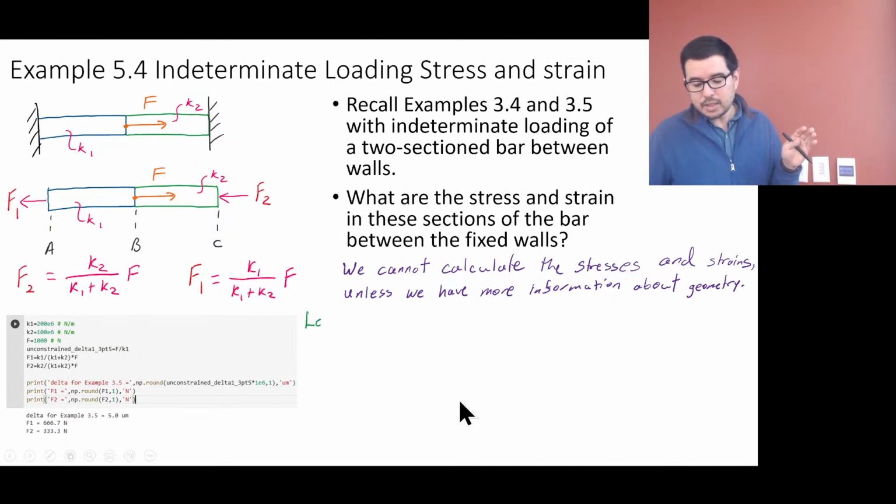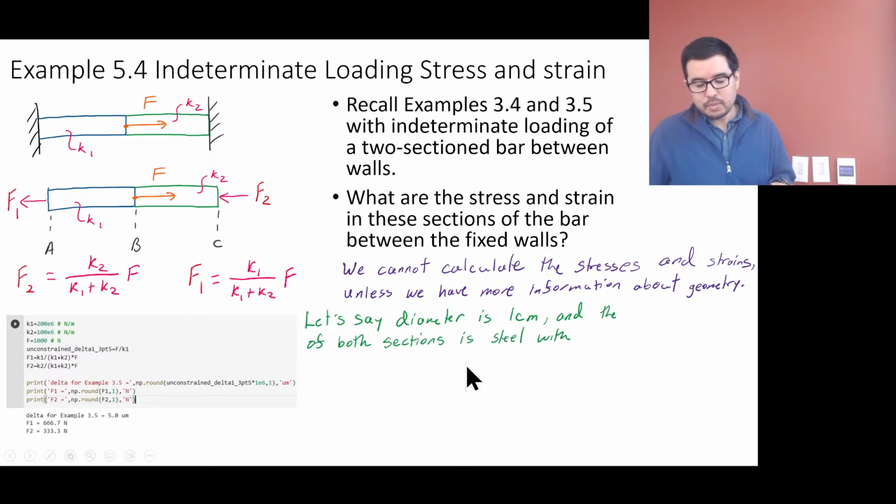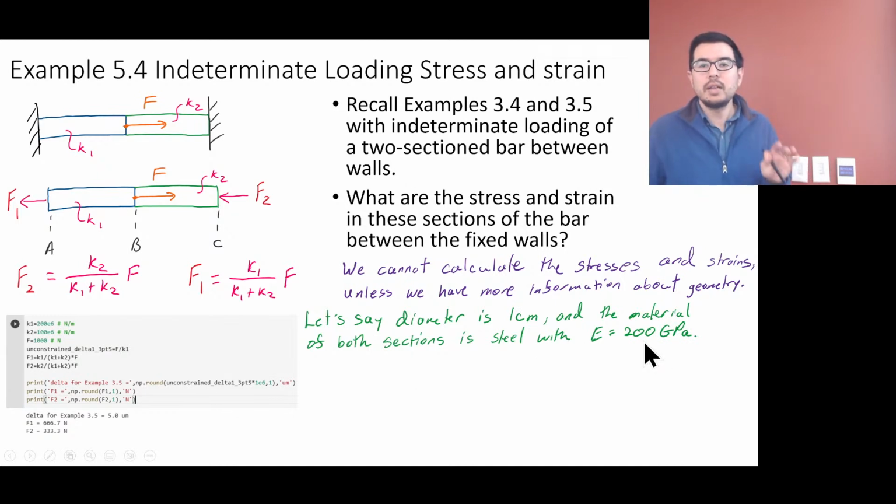So let's say we're given the diameter, and let's say that the material for both sections is steel with an elastic modulus of 200 gigapascals. Now we have a little bit more information. We have something about the geometry. Before, we had essentially nothing besides that there were K's here and that these were between two walls. We didn't know their length, we didn't know their cross-sectional area, and we didn't know the material either.